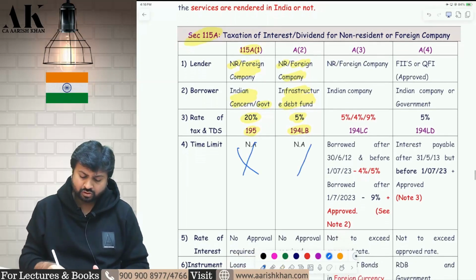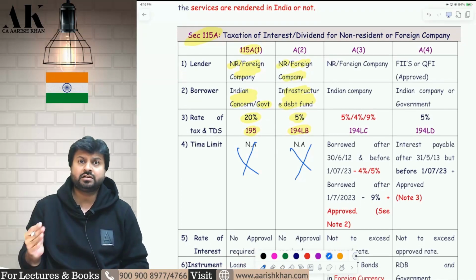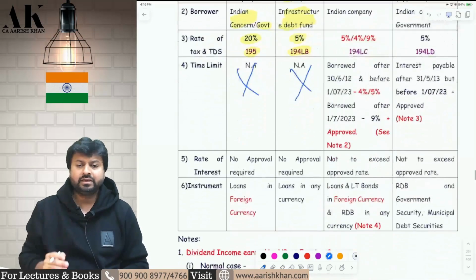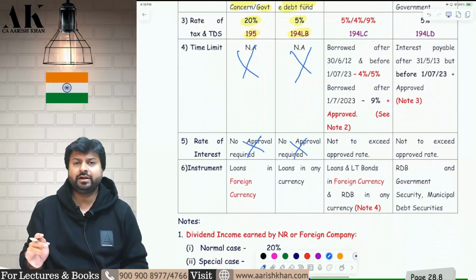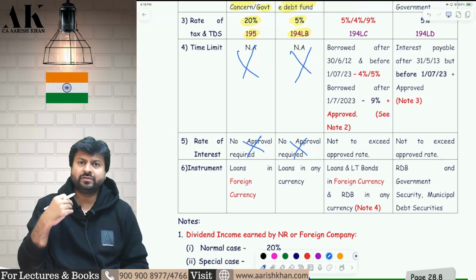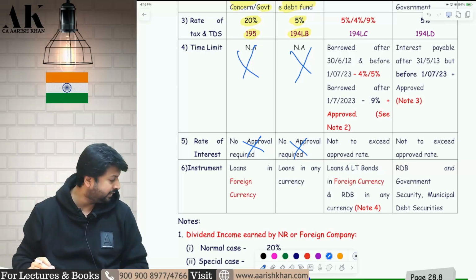Time limit: there is no concept of time limit anywhere over here, unlike the third and the fourth section, where there is a concept of time limit. Here, there is no concept of time limit. No approval is required from anybody. The interest rate will be decided between the borrower and the lender. The government will not interfere in the interest rate.